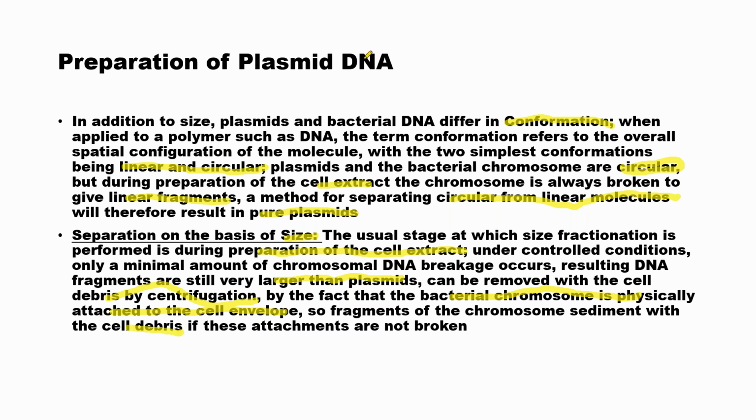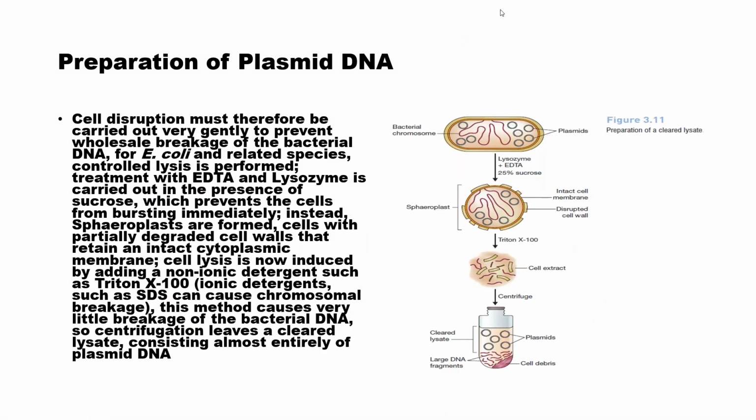Now we will see how we are going to start the procedure, or what the protocol is for this. We are going to separate the plasmids based on size. It is carried out very gently to prevent wholesale breakage of bacterial DNA, for example, in E. coli and other species. Fine. Now here you can see the structure. First of all, the red color here is the chromosomal DNA, which is attached with the cell wall, whereas the plasmids are circular and in the free state.